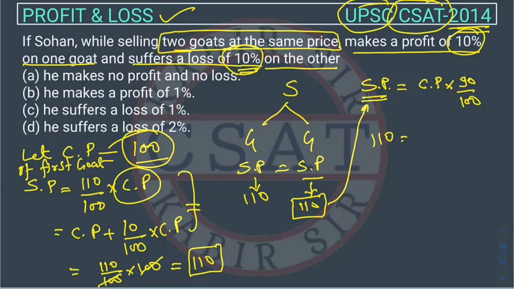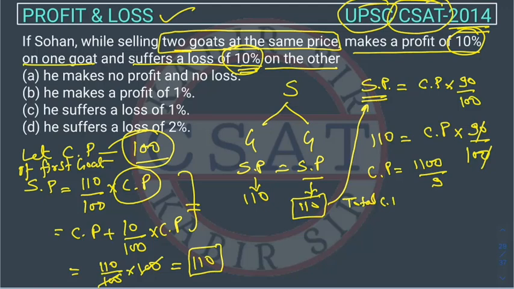So it will be 110 is equal to CP into 90 upon 100. This 0 will cancel this 0. This will go this side. So the cost price will be 1100 upon 9, right? So what is the total cost price of both goats? We have 100, we assumed here 100, right? So 100 plus 1100 upon 9. So 9 will go this side, it will become 2000 upon 9, right?